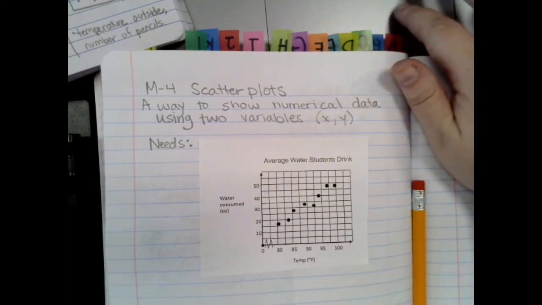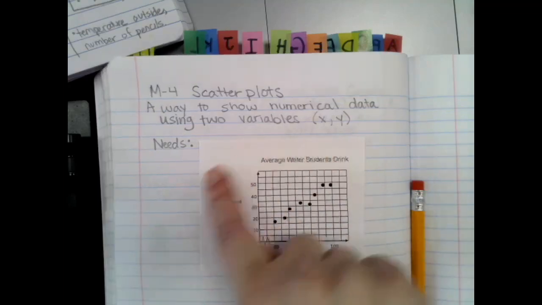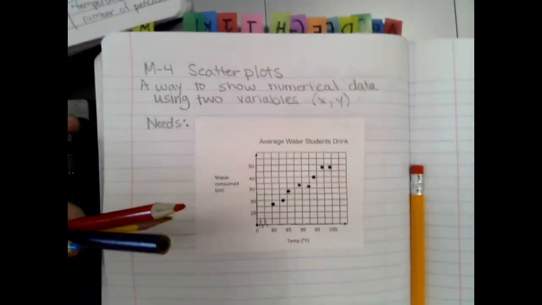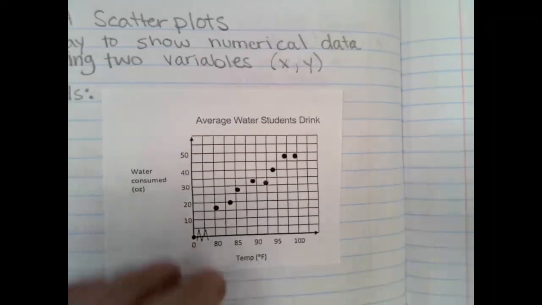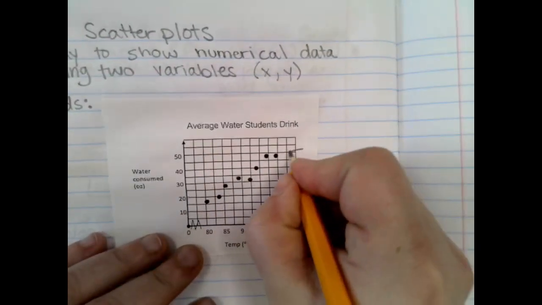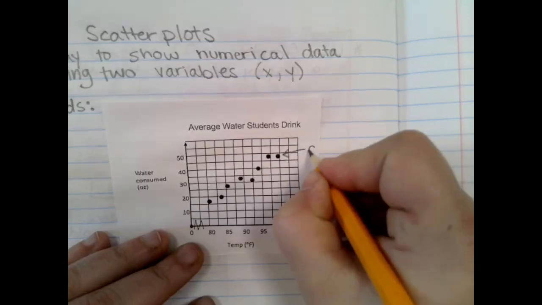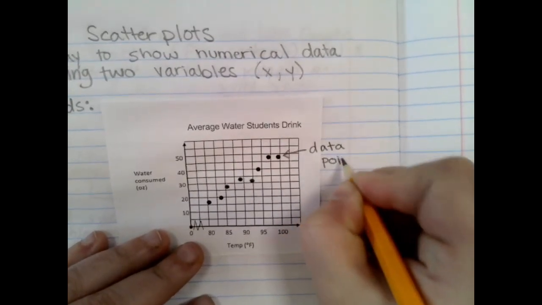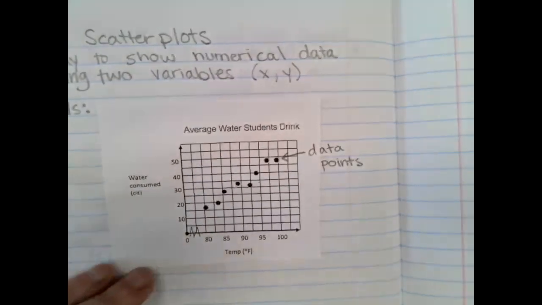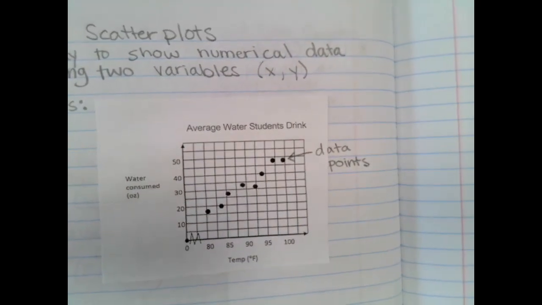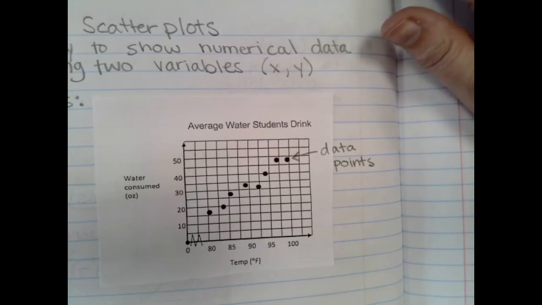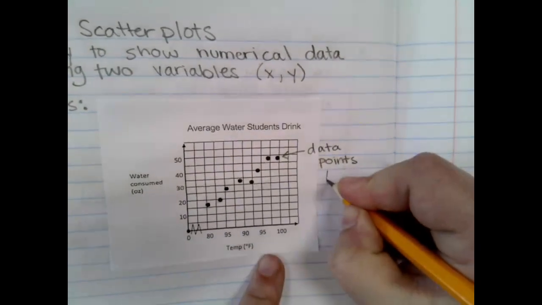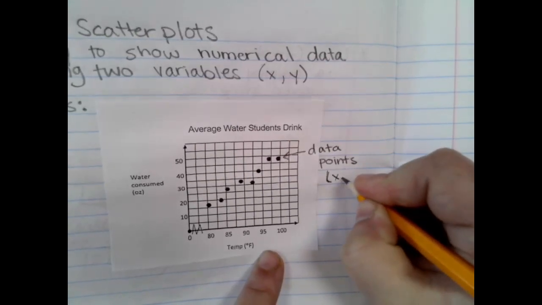All right, as we take a look at this graph, what are some things that we notice? What are some important parts? Good, there's dots. So each of these dots represents our data. That's our data points. Each of those data points would be an ordered pair that goes our X and then our Y.